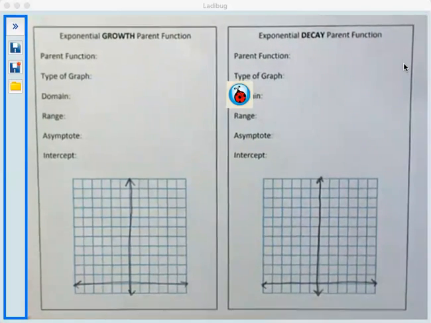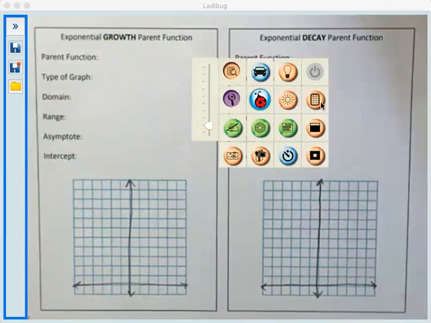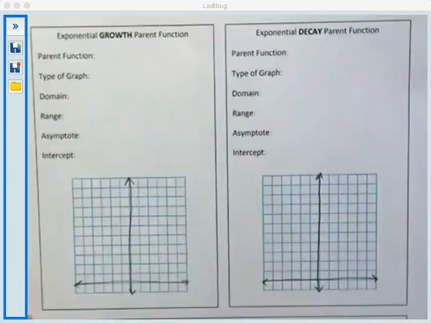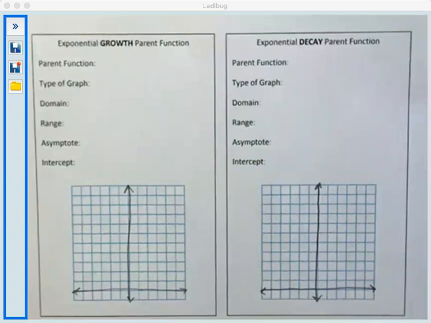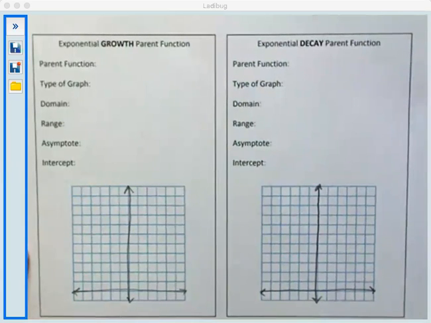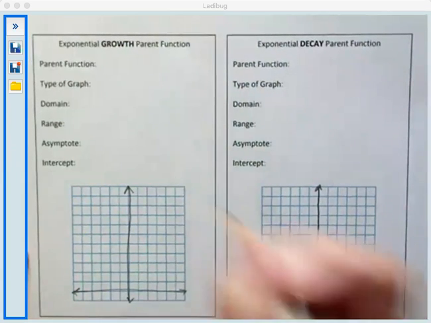Okay, hi guys. Today we are doing graphing exponential functions. So in this lesson, we're going to be looking at what the difference in the graphs of growth and decay are and how their domain and range are and what the transformations look like for exponential functions.